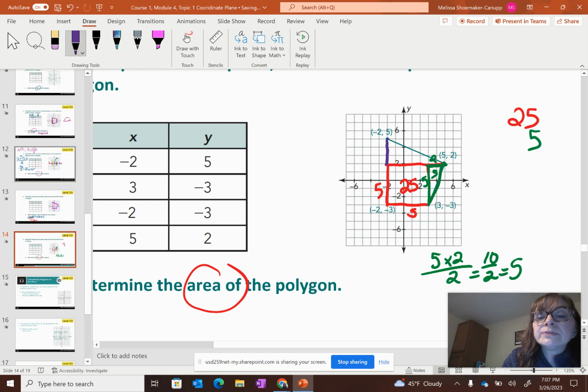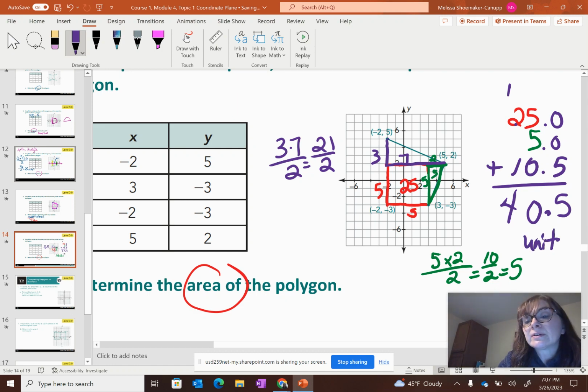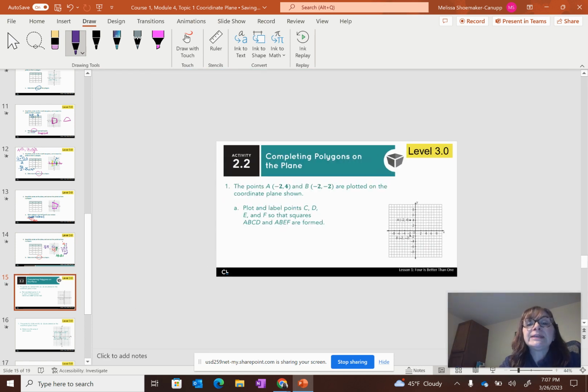Let's check out this last triangle. It's got a base of 1, 2, 3. Its height is 1, 2, 3, 4, 5, 6, 7. So 3 times 7 divided by 2 because it's a triangle. That's 21 divided by 2. Oh no, that's going to be odd, but I know from experience that's 10 and a half. I'll let you use a calculator. When you add this up, 40.5 units squared.